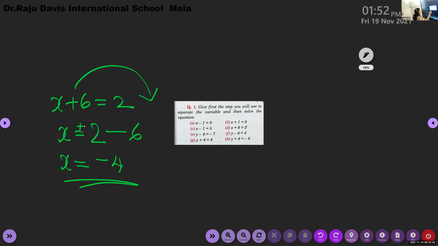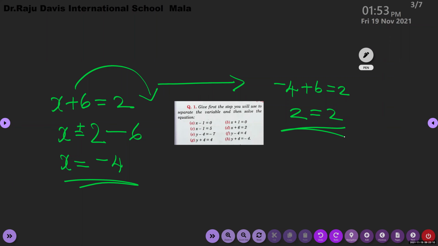Okay. If you want to cross-check, you can put it in the equation. We got the answer x is equal to negative 4, no? So just put x is equal to negative 4 in this equation, children. What will you get? Negative 4 plus 6, so that is equal to 2. Left side, what will you get? Negative 4 plus 6 is 2. 2 is equal to 2. So the left side became equal to the right side. So our answer is correct. You have cross-checked. Okay. Now let us see the next one.